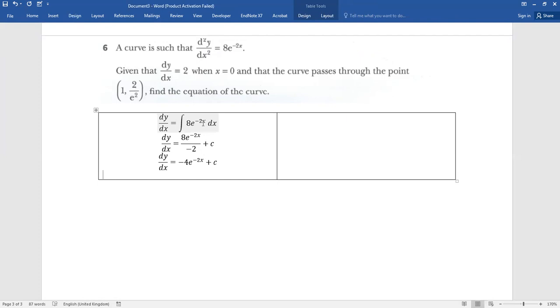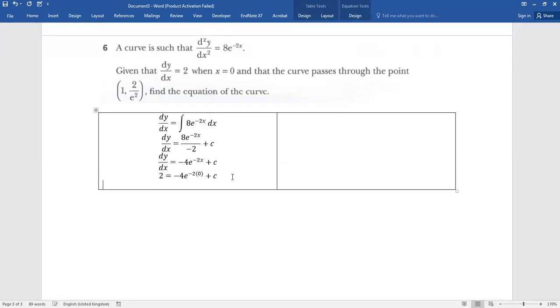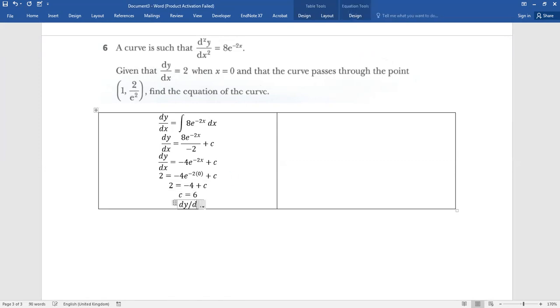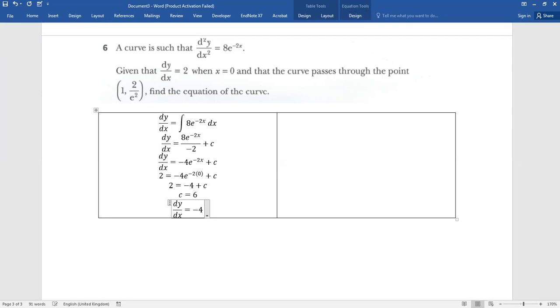Sure. Yes, sir. Okay, then the question tells us that dy by dx is 2 when x is 0. So in place of dy by dx, I can write 2 when x is 0. So 2 is equal to negative 4 plus c. c is 6. So my dy by dx becomes negative 4 e to the power negative 2x plus 6. Is this right?